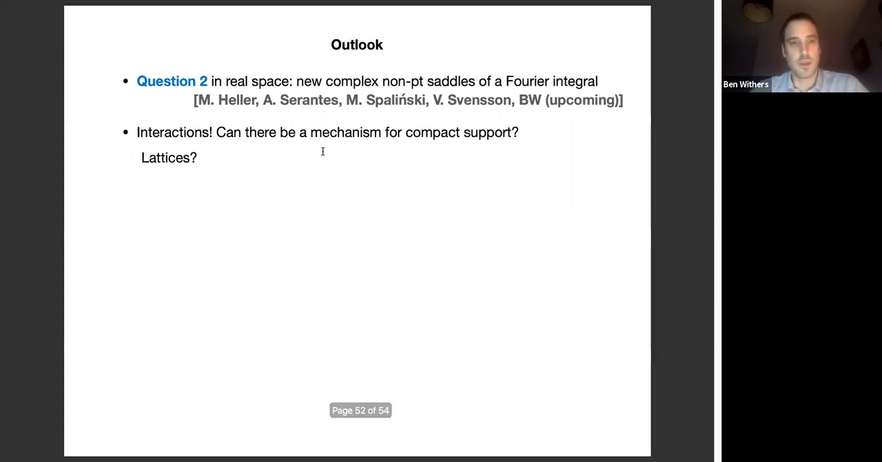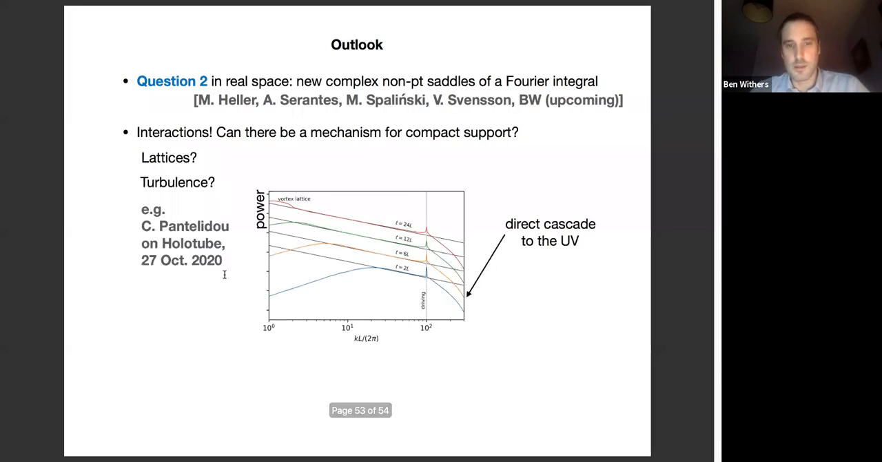One thing you might ask is, maybe in reality, you don't really describe the UV, you put in some cutoff. So lattice is important, or real physical lattices. The other case, which I think is possibly interesting, is turbulence. We saw a talk by Christiana a few weeks ago about turbulence, and the region that wasn't really discussed in that talk is the UV. Here in a turbulent flow, the power is directly cascading to the UV where it gets dissipated. So this looks like a natural mechanism for which the power at high K is removed.